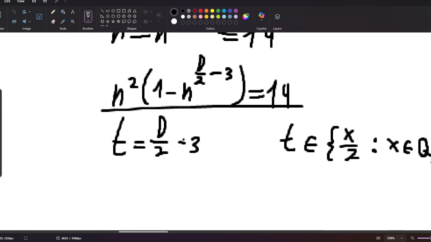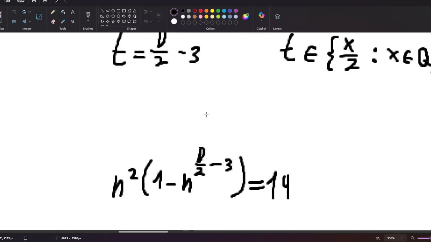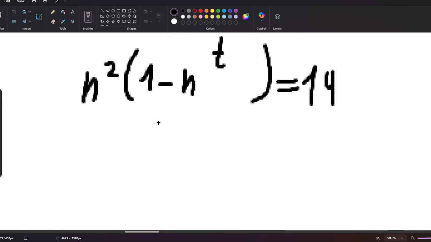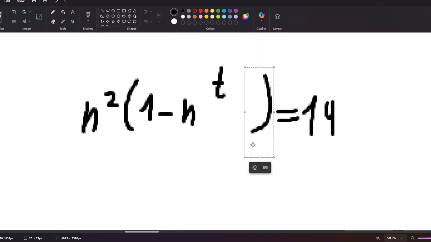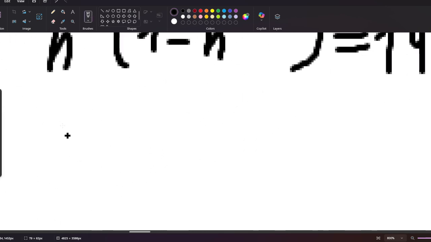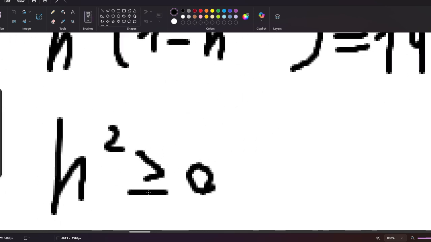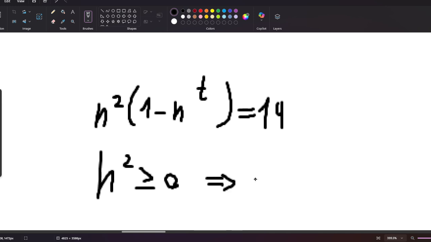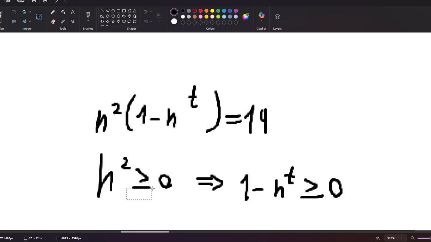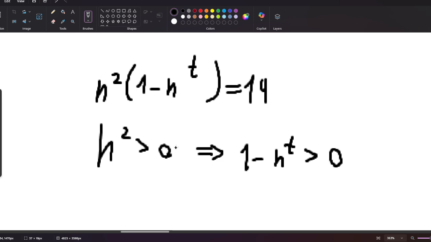So now the thing is, we have this product here. Let's copy paste it here, substitute t in. And the thing about it is we don't want this bracket to be negative, or else this can be true, because n squared is always greater than or equal to 0. Therefore, 1 minus n to the power of t is also greater than or equal to 0. Furthermore, we can get rid of this not strict part, so we can use a strict inequality.